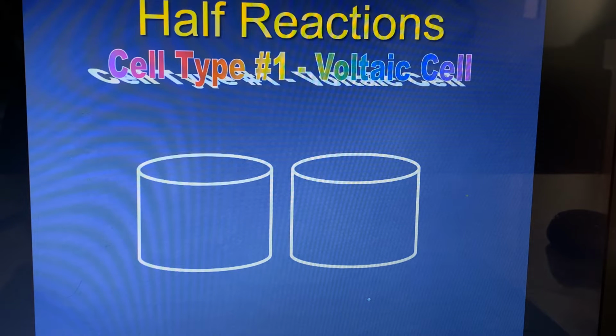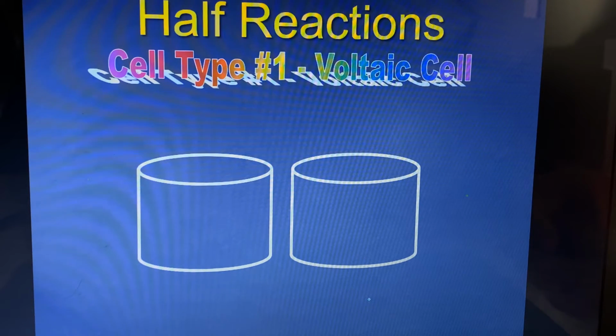Voltaic cells. This type of cell takes a chemical reaction and produces electricity. So this is chemistry producing electricity. And you should know that because batteries are stored energy, and that energy comes from the chemical reactions that occur.